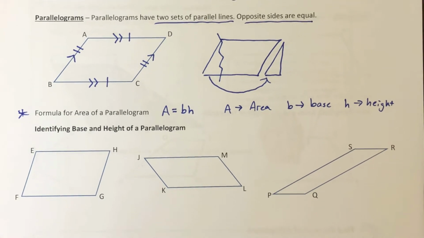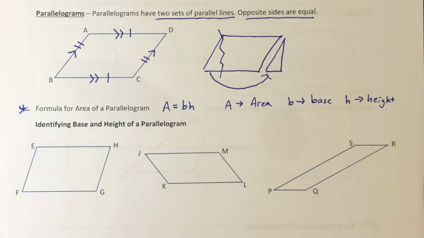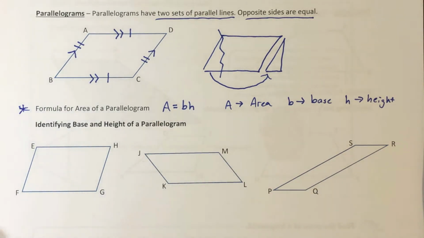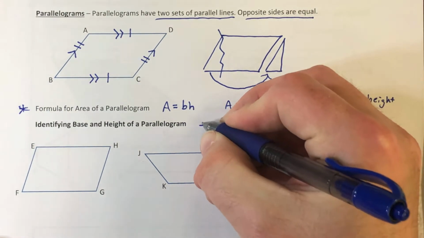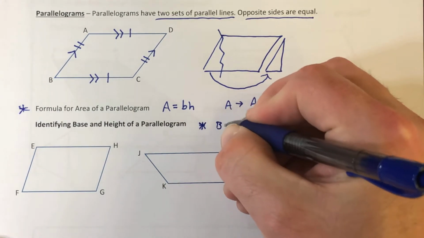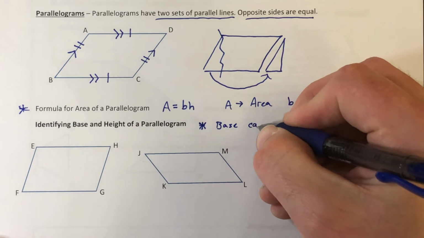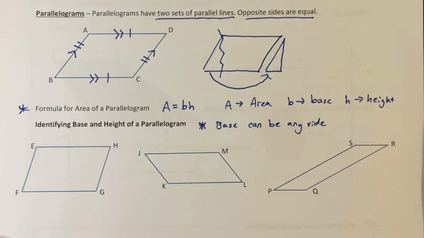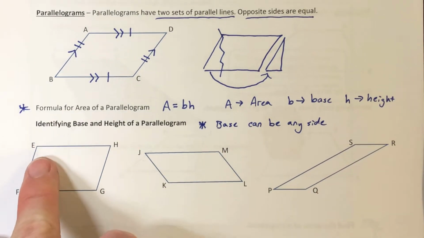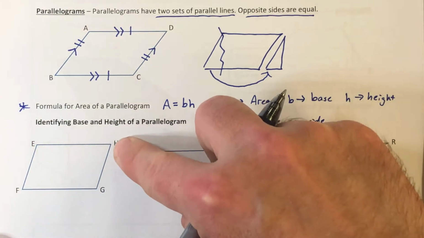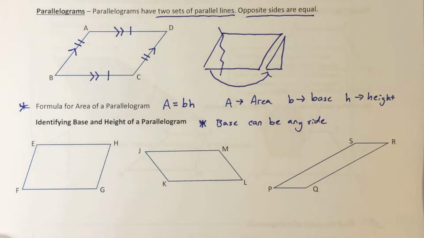Okay, let's start with identifying bases and heights. If you don't know what the base and height is of a parallelogram, you won't be able to use the formula. It will be of no use to you. So, three things. First thing, bases can be any side of a parallelogram. So the base can be any side. So on my three examples, on the first one specifically, line EF could be my base, line FG could be my base, line GH could be my base, line FE can be my base. Any side can be the base.